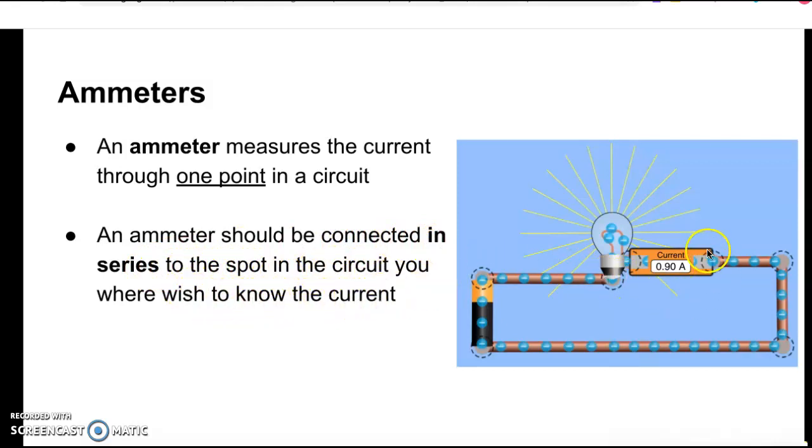So here's a diagram here. I'm going to build it on the circuit construction kit as well, but this is an ammeter. It's measuring the current. And notice how it's on the same pathway as the thing I'm measuring, which is the current right before it gets to the light bulb. Okay, so I attached the ammeter in series to the light bulb, in the same path as the light bulb. And that's different than a voltmeter. A voltmeter was attached in parallel.